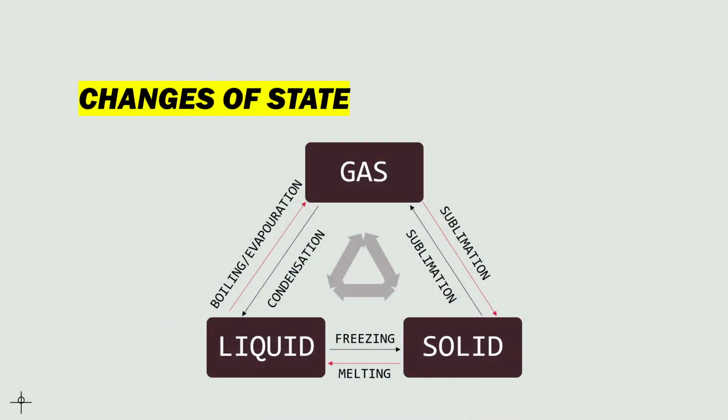Next, another important topic. Let's look at the changes of state. We already discussed the states of matter, which are gas, solid, and liquid. Now we're going to look at the changes that occur between them: a liquid to a gas, gas to solid, and so on. When a liquid turns into a gas, we call that boiling or evaporation. Boiling occurs at the boiling point. Evaporation is the escape of molecules off the surface of a liquid.